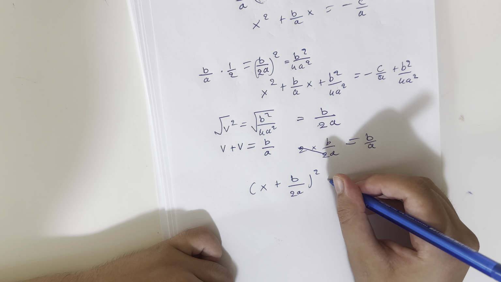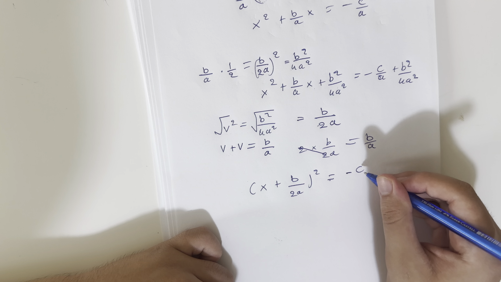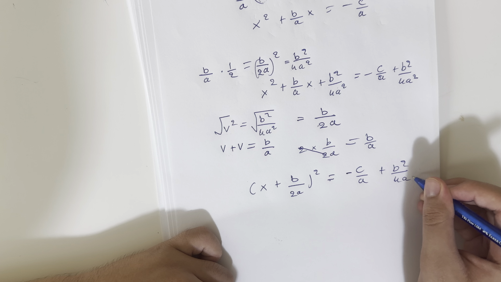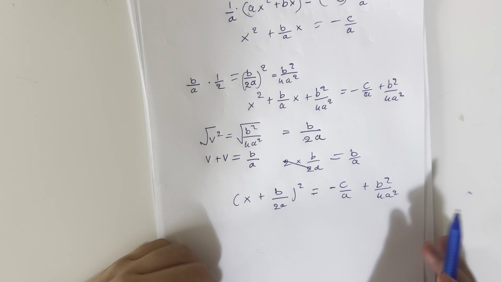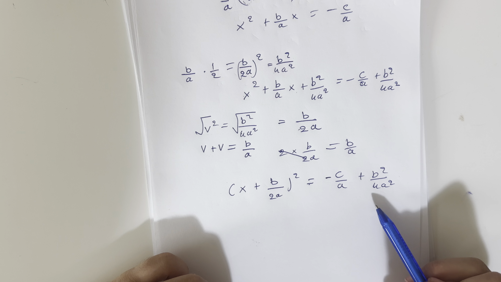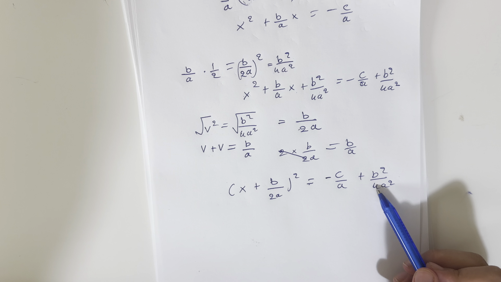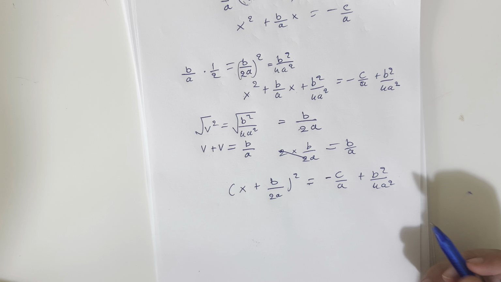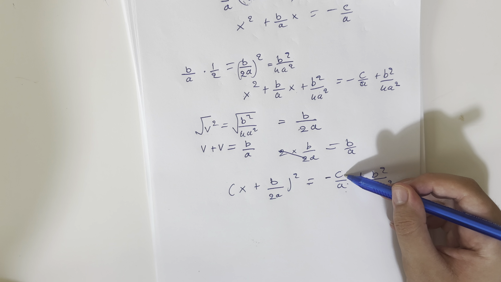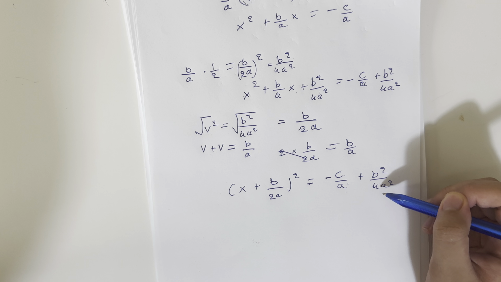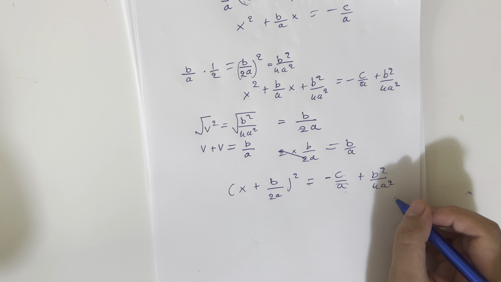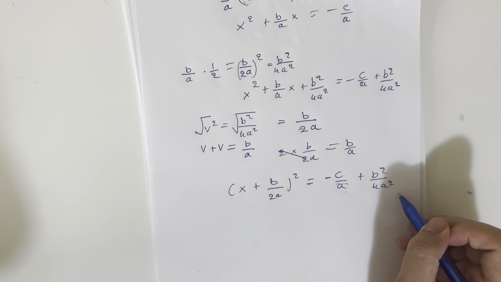And this is going to equal the right-hand side, which is negative c over a plus b squared over 4a squared. So now I'm going to perform the addition on the right-hand side. I'm going to take a look at the greatest common denominator, which is 4a squared. And so I'm going to find the value by which I multiply this fraction, negative c over a, to give us 4a squared in the denominator, and that is obviously 4a, because 4a times a is 4a squared.